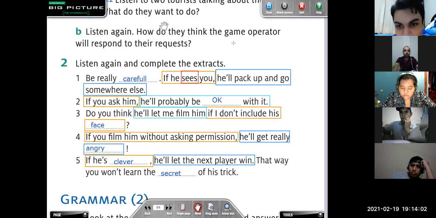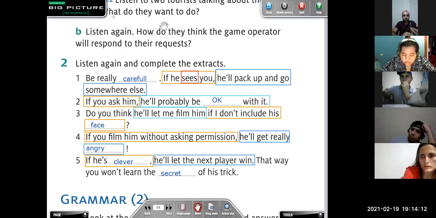I think is. I think it's pack up and go. Yes. Here we have two verbs. Both, right? We have two verbs. Will pack up and will go. Okay? Thank you. What about the second sentence, please?